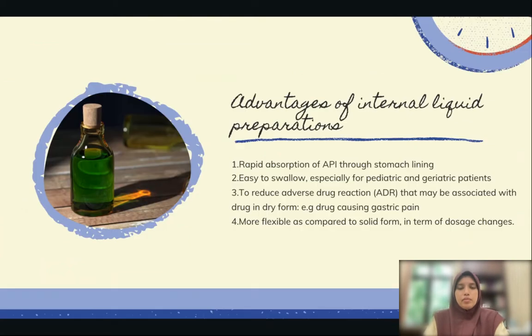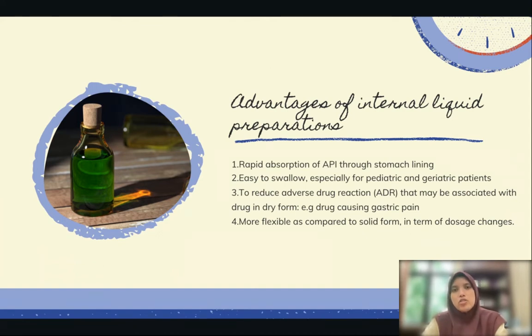Okay. So there are several advantages of internal liquid preparation as listed here. Number one is rapid absorption of API through stomach lining. So what is API? API is active pharmaceutical ingredient, or also translated into drug. Okay, so here it means that the absorption of drug can be very rapid through the stomach lining.